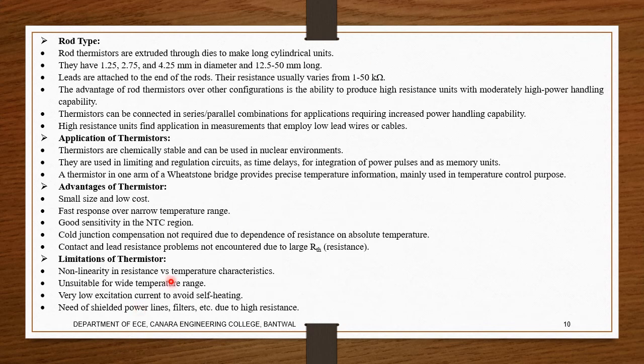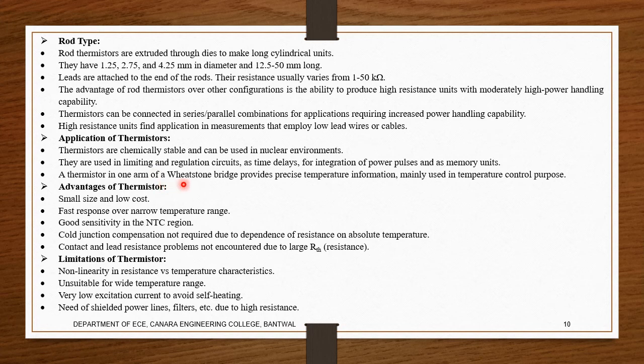So now I have to discuss the applications of the thermistor. Thermistors are usually chemically stable and can be used even in nuclear environments. They are used in limiting and regulation circuits, as time delays, for integrating power pulses, and as a memory unit. You can use them to sense heat depending on the temperature range, and as time delays also.